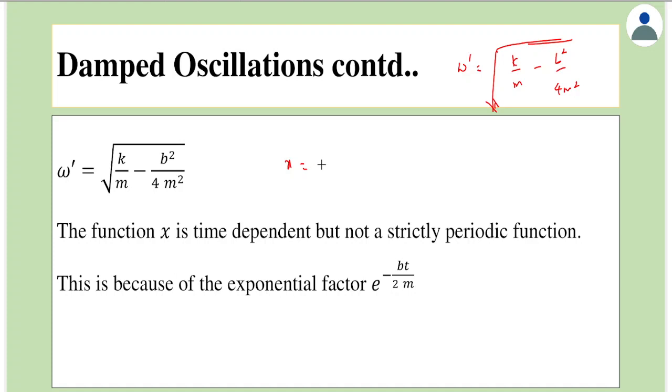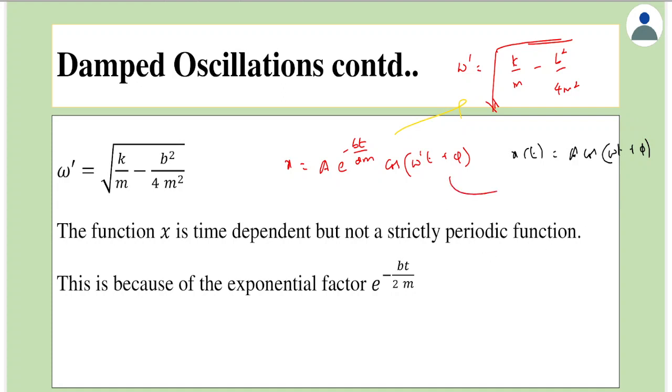Just to recall, x is equal to a into e power minus bt by 2m cos of omega prime t plus phi, where omega prime itself is of this form. Now recall what x was for a free oscillation. So x of t was equal to a into cos omega t plus phi. Whether it's cos or sine, the form is the same. Don't get confused because sometimes I would write sine, sometimes cos. The idea is the same form. It depends on the factor phi here. This phi will take care of it.